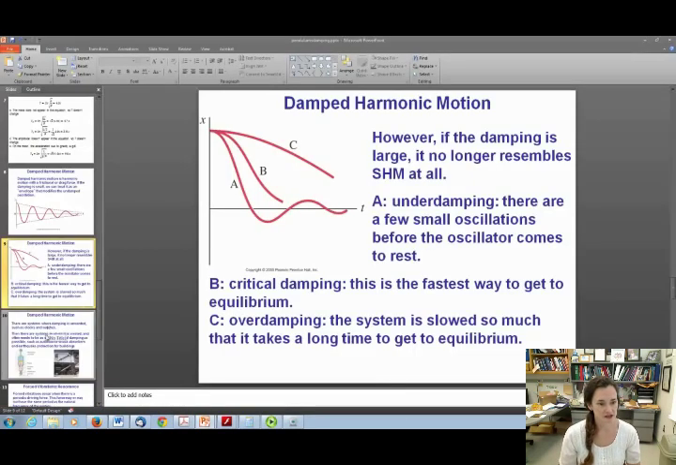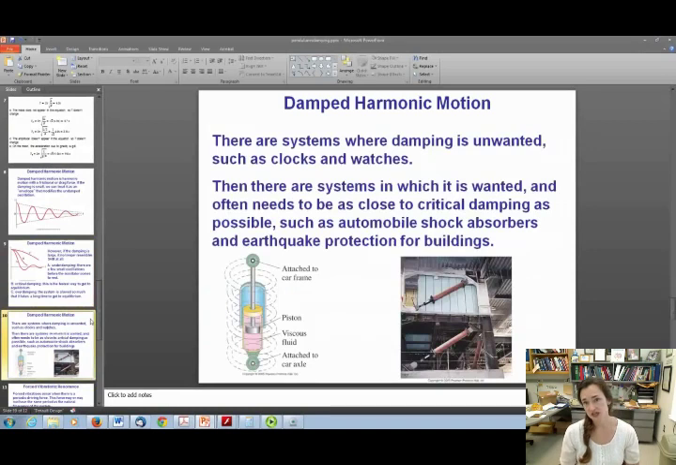Now another thing is that there's lots of systems where you don't want damping, like clocks and watches. You want those things to keep on going. Think of a grandfather clock with a pendulum that's swinging back and forth. You want it to keep a steady period, okay? You want it to keep going. So damping isn't wanted there, and you do everything that you can to minimize it.